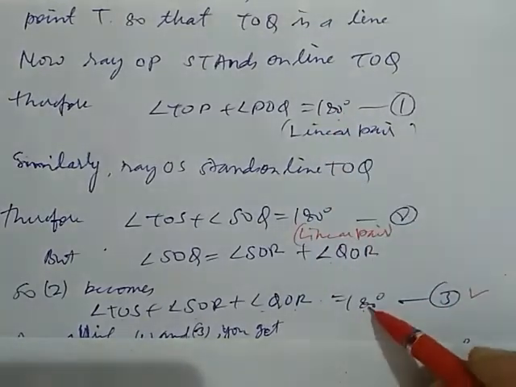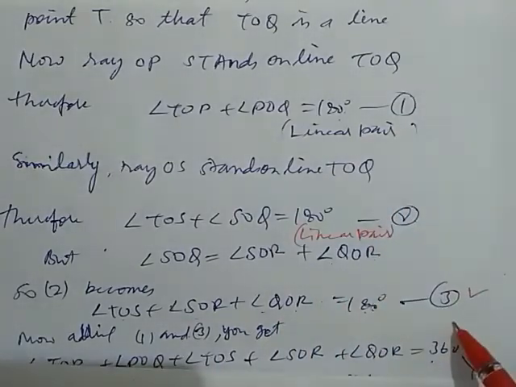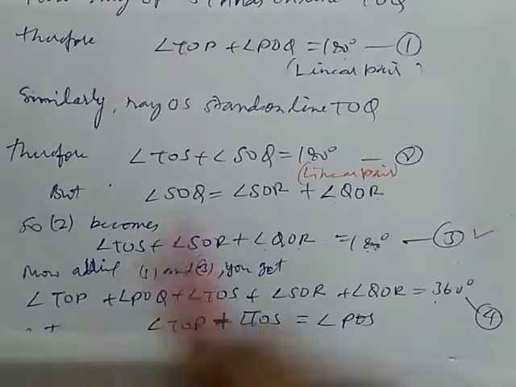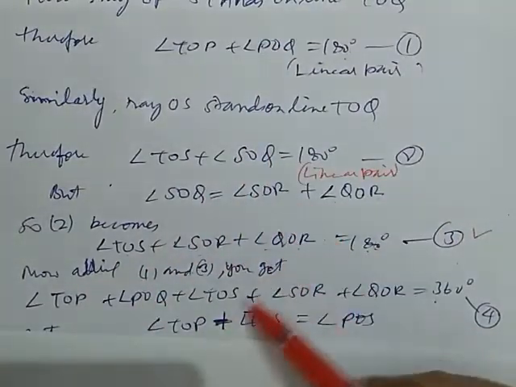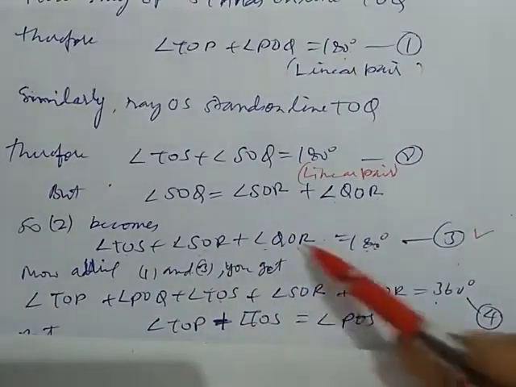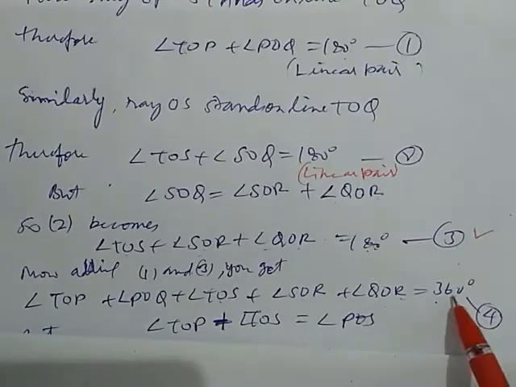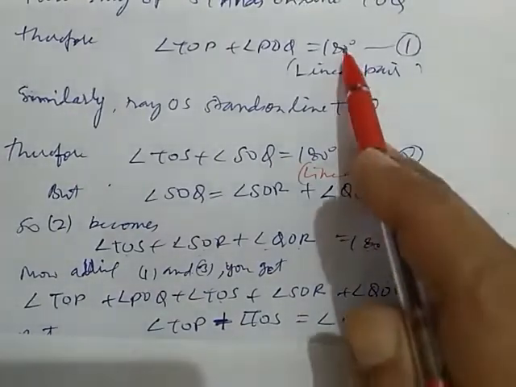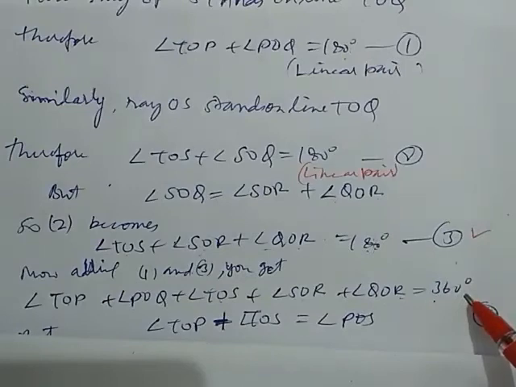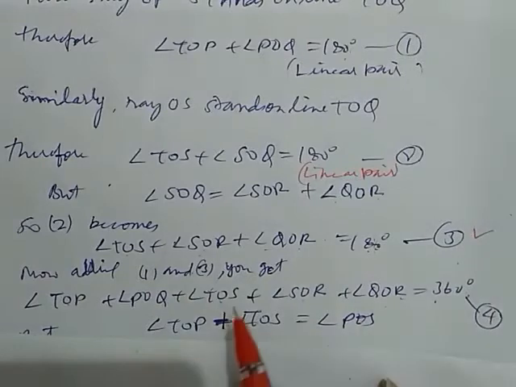If we add them, then what do we get? Now adding equations 1 and 3, we add TOP, POQ, and TOS, SOR and QOR. All the angles are added and make 360, because this is 180 and this is 180. The sum of these two is 360. So with the help of 1 and 3 we get this.